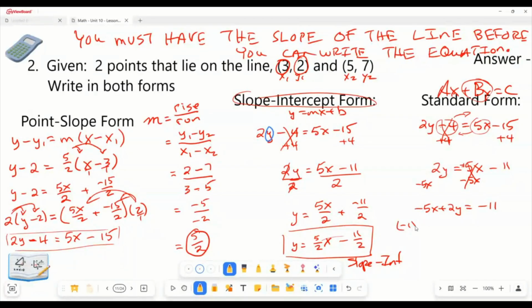So I'm going to multiply this side by -1 and this side by -1. This becomes 5x minus 2y equals +11. Here is the same line, but in standard form.